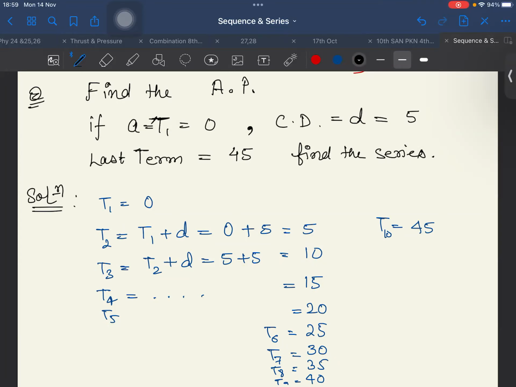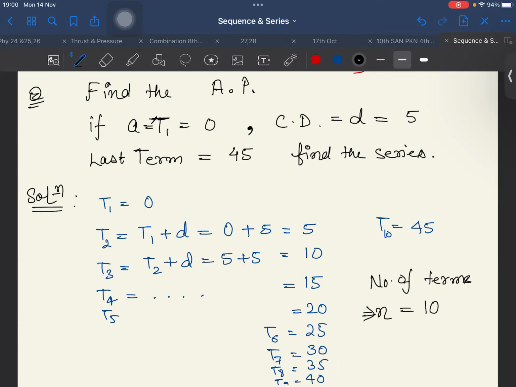The first term is 0, right? It doesn't matter whether the first term is 0 or not. It's given that the first term is 0, which means 0 is a number here. So there are a total of 10 terms. The number of terms we write as n, so n is equal to 10. We'll find the relation between the first term, the last term, and the common difference, everything.